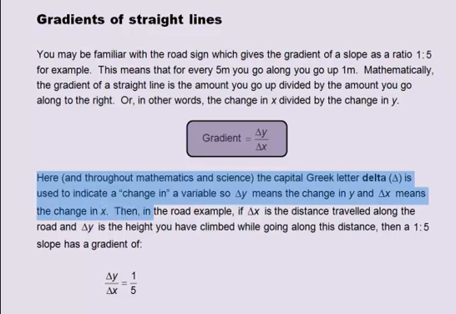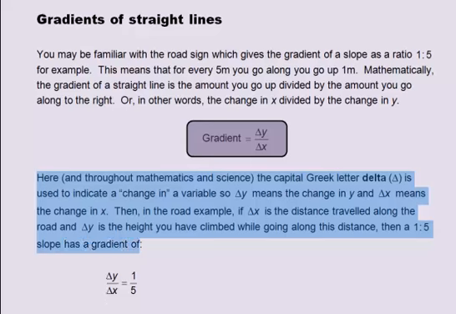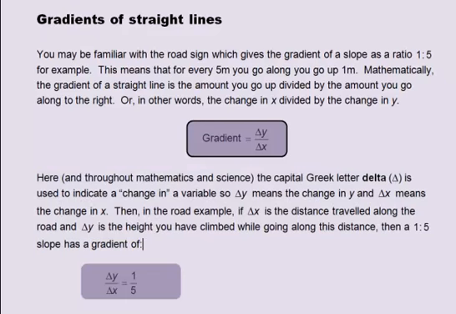Then, in the road example, if delta x is the distance travelled along the road and delta y is the height you have climbed while going along this distance, then a 1 to 5 slope has a gradient of delta y over delta x equals 1 over 5, which equals a fifth.